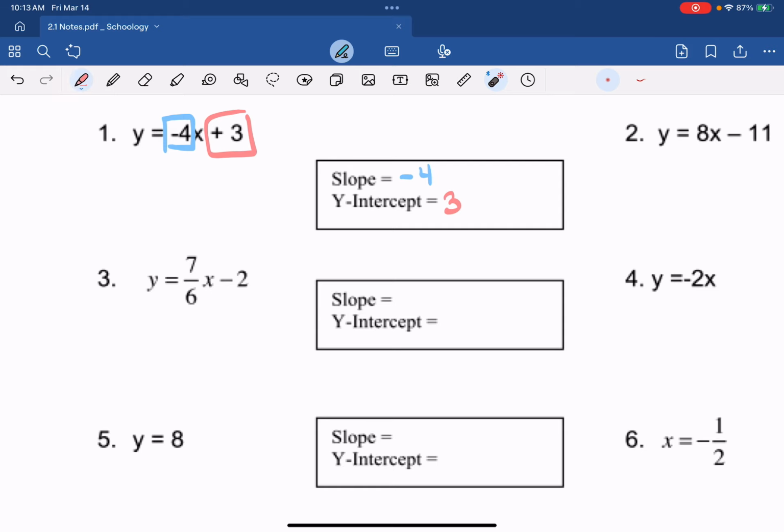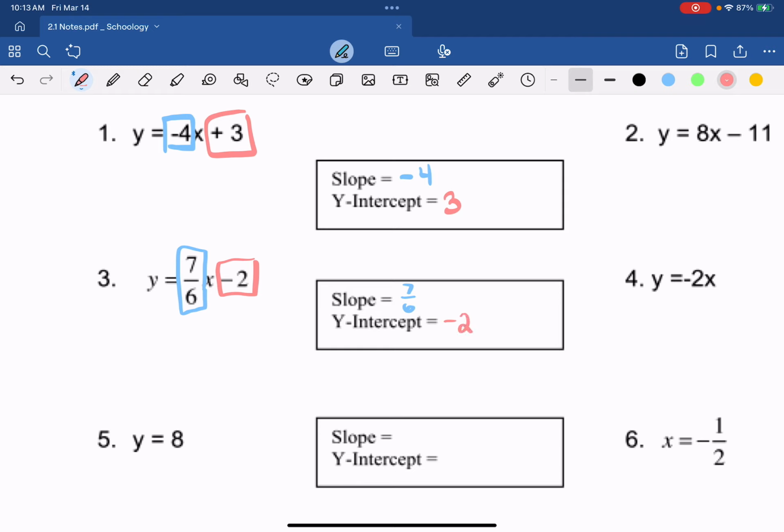Look at number 3. With number 3, I have a fraction in front of x, but that's still one number. That's not two numbers. My slope is 7/6. My y-intercept for this one is -2.